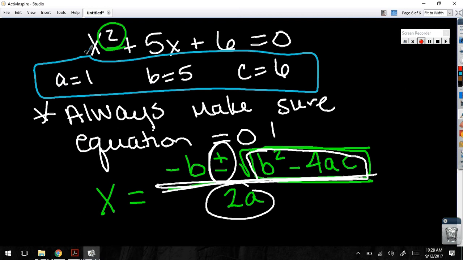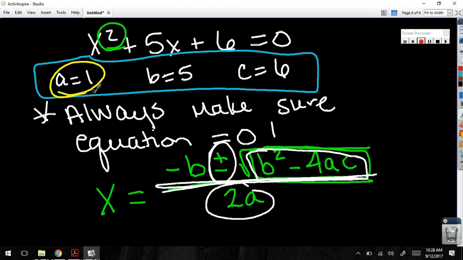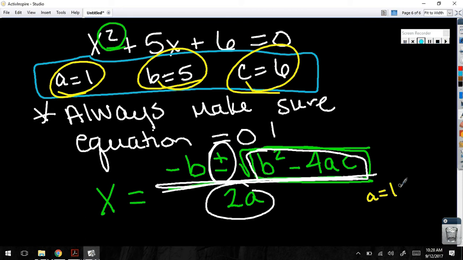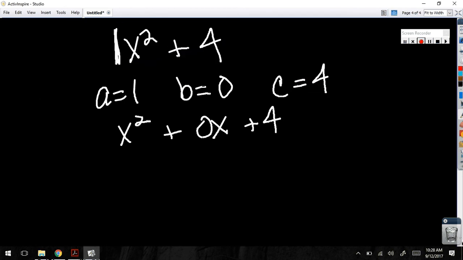All right. So x equals. Right now, let's just plug in what we know. We wrote A, B, and C out up here at the top. A is 1, B is 5, and C is 6. Remember, if this didn't equal 0 to start with, this wouldn't work.